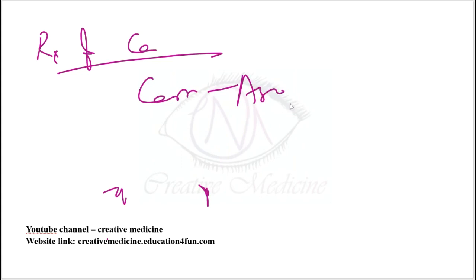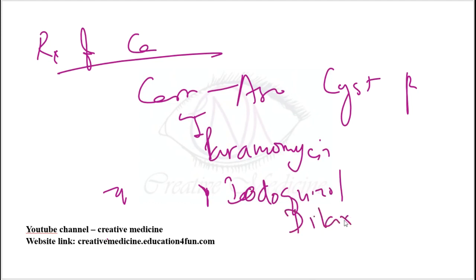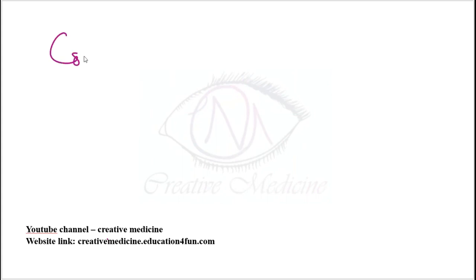Carriers, the asymptomatic cyst passers, are called carriers. These carriers are given paromomycin along with iodoquinol. Paromomycin with iodoquinol is given to the patient, or you can also give diloxanide furoate. And what about the complications?